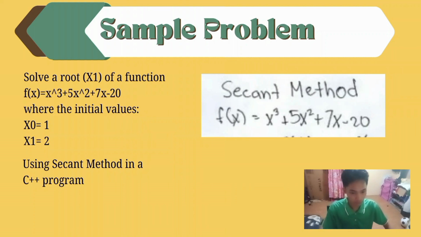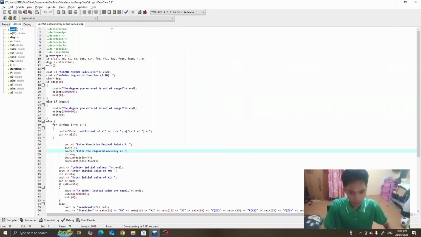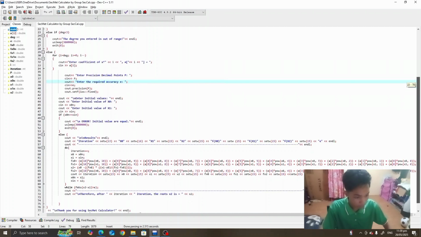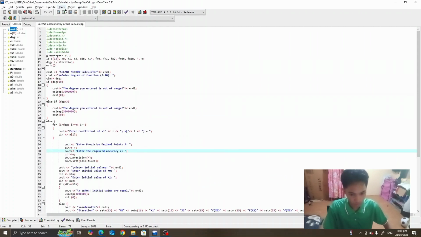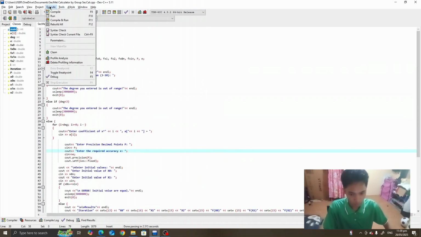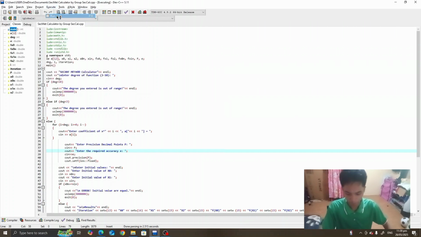But before we answer the problem, let's look at the code in C++. Here, we use the Dev C++ application. Check the link below, where we got the application. Again, let's continue. So this is our code. I'll also send it in the description below. So let's try to answer it. Let's run this program. Of course, we always compile first and then run, or compile and run together.